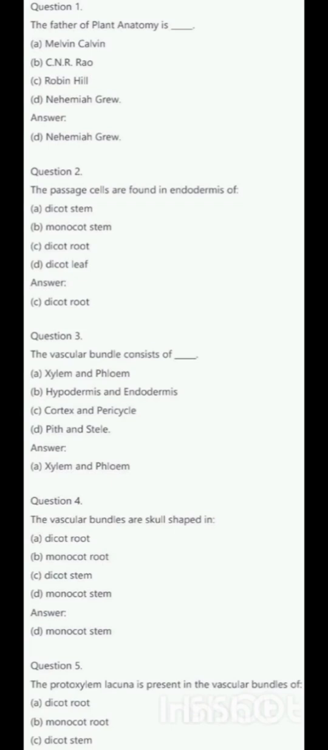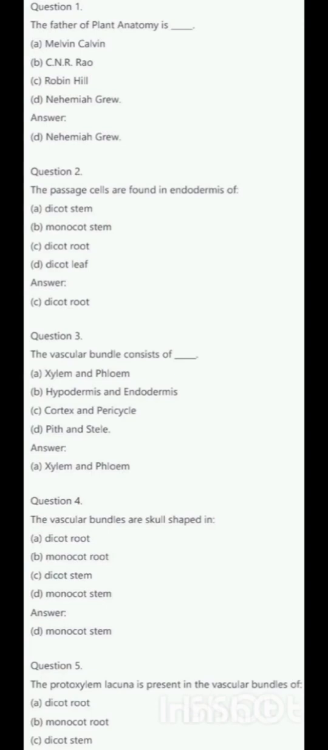Question 3. The vascular bundle consists of A. Xylem and phloem, B. Hypodermis and endodermis, C. Cortex and pericycle, D. Pith and stele. Answer: A. Xylem and phloem.